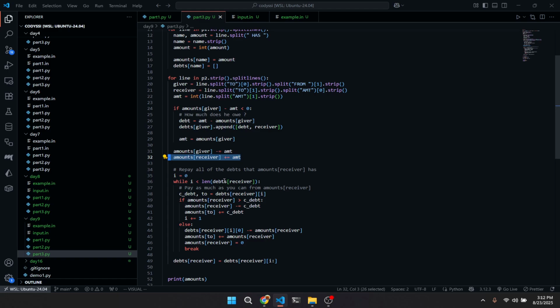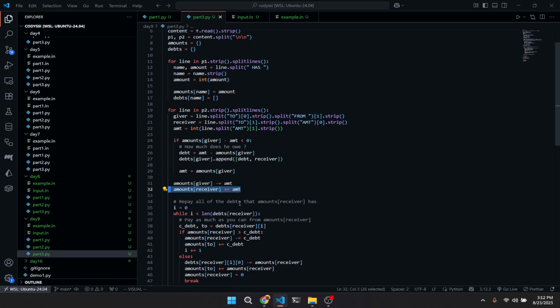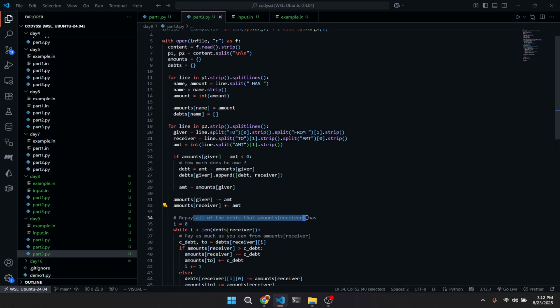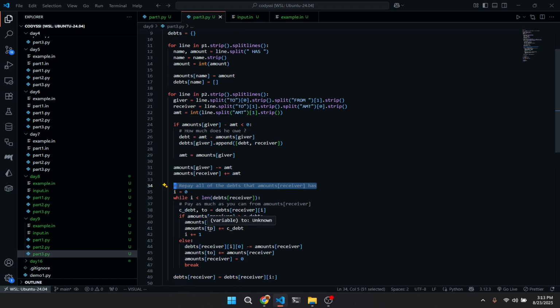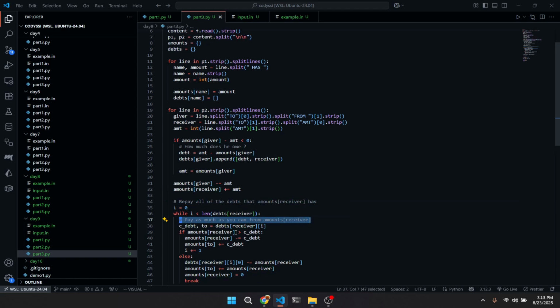So you try debts at receiver, amounts at receiver has. So pay as much as you can from amounts at receiver.